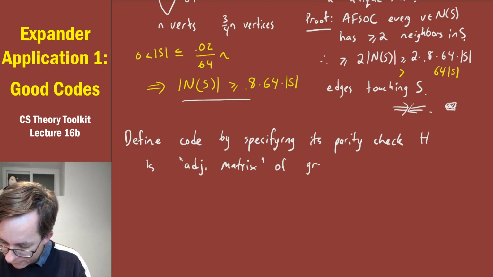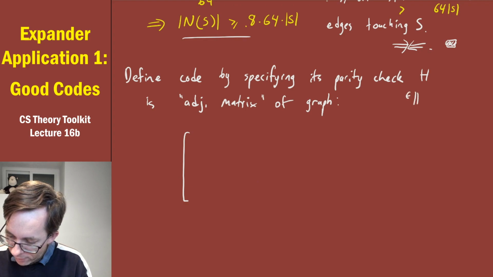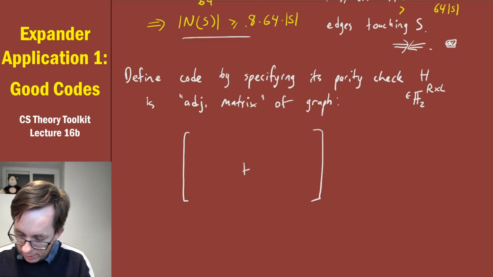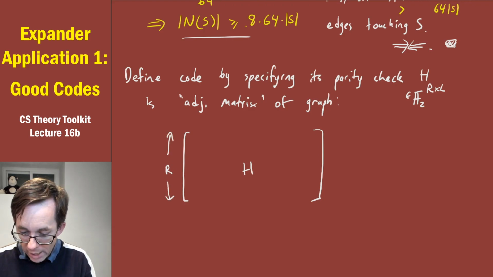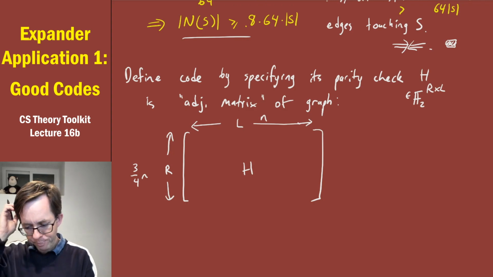So what I'm saying here is this parity check matrix for the code, H, is going to be in F2 to the R cross L. It's a little bit backwards, but R cross L. So this parity check matrix, H, will look like this. It'll be indexed by the right-hand vertex set, R, and the columns will be indexed by the left-hand vertex set, L. Remember, this is 3/4 n vertices, and this is n vertices.